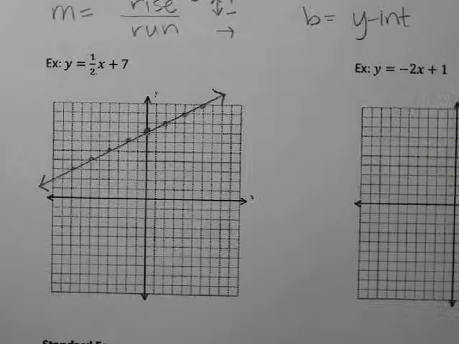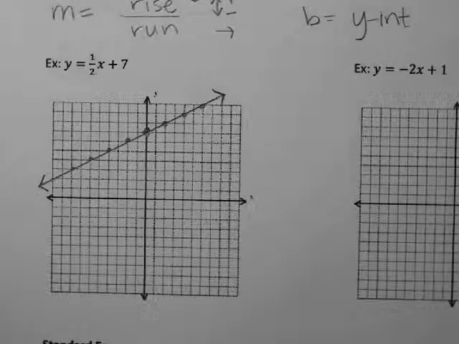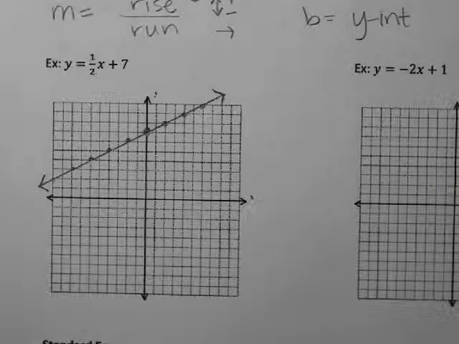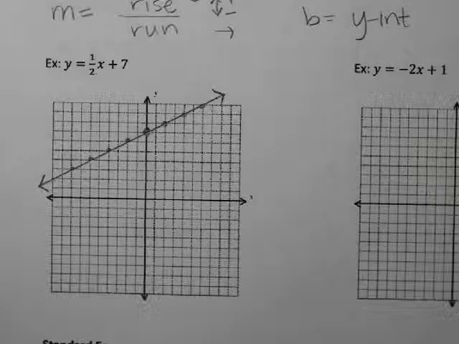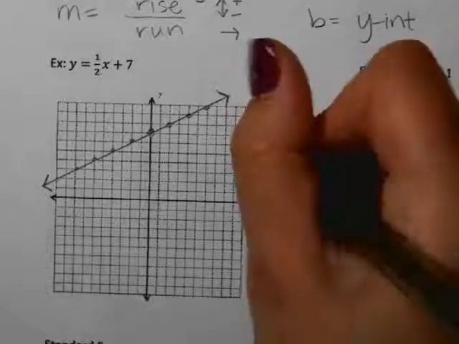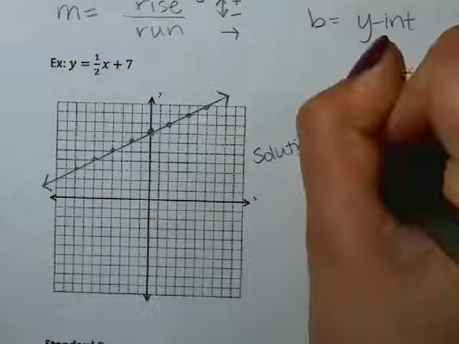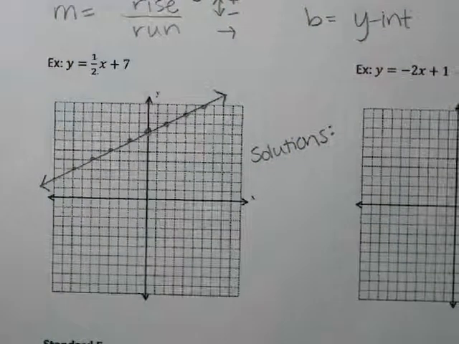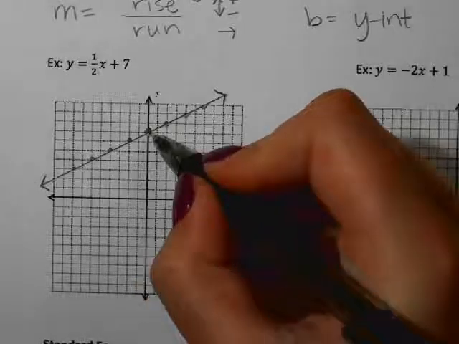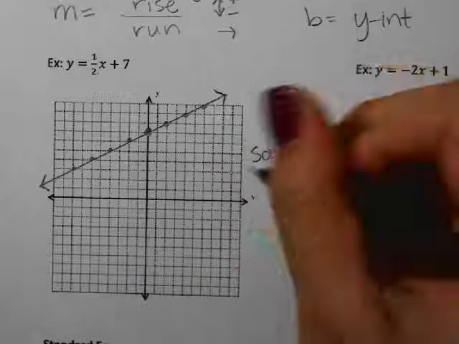All right, now one thing that a lot of students don't think about is that you actually have solutions on a straight line. You have points that are on that line that will make that equation true. Okay, so off to the side, we're going to write solutions. And we're going to pick some solutions that are on this line. So I'll start us off. One of the solutions is the y-intercept, that's the point (0, 7).